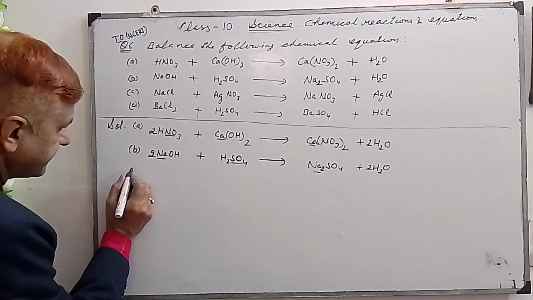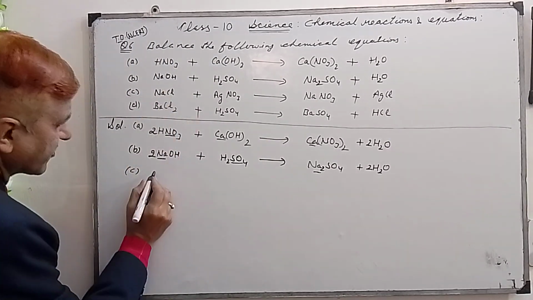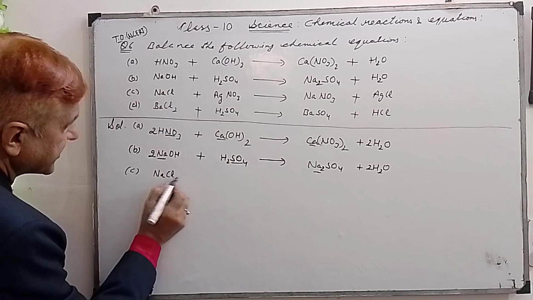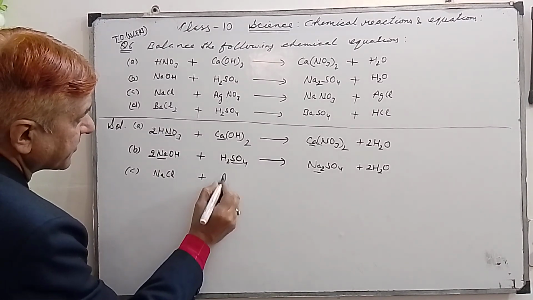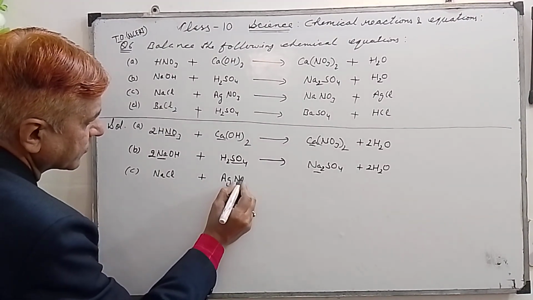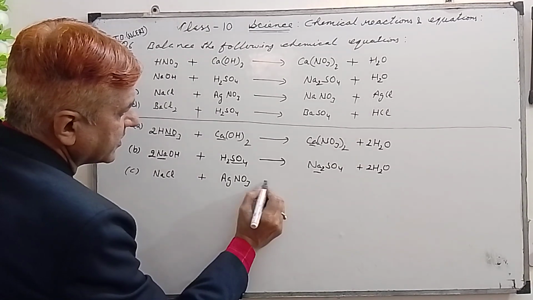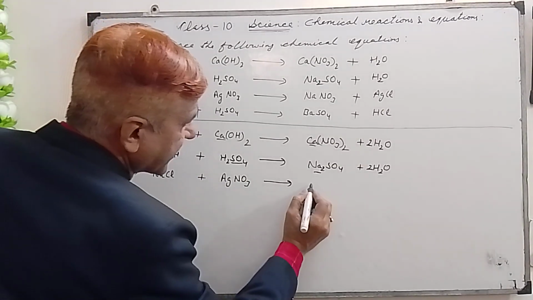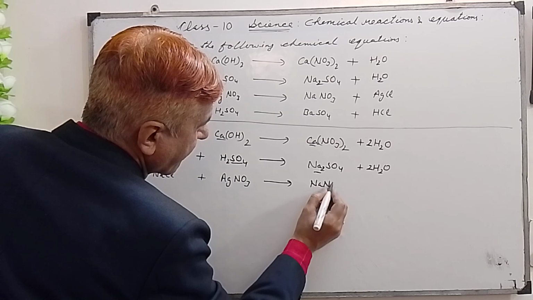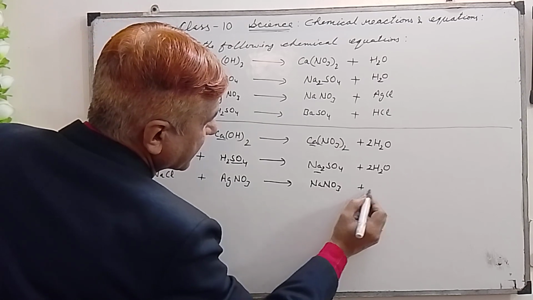Now C part: sodium chloride NaCl plus silver nitrate is equal to sodium nitrate plus silver chloride.